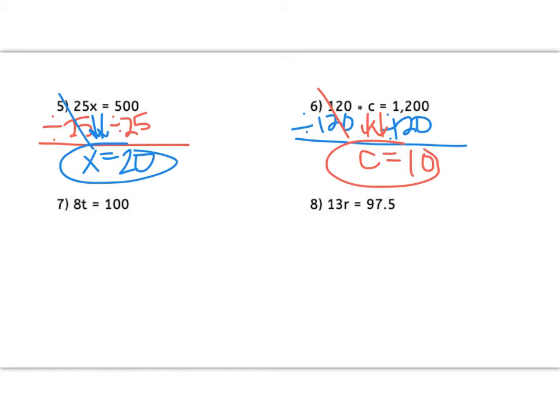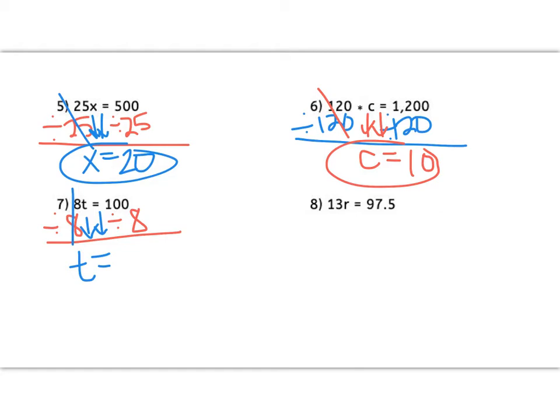Eight times t equals 100. So since I'm multiplying 8 and t times each other, I need to divide by 8 on both sides. Multiplying by 8 and dividing by 8 are opposite operations which cancel each other out. I'm going to bring down the t, I'm going to bring down the equal sign, and then I'm going to do 100 divided by 8.